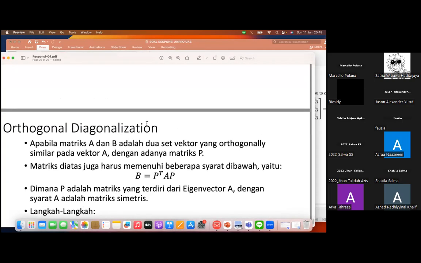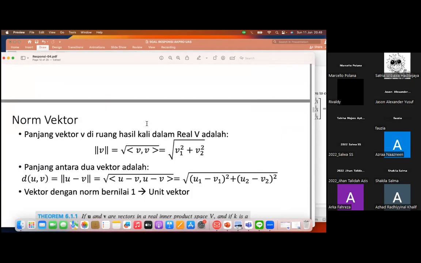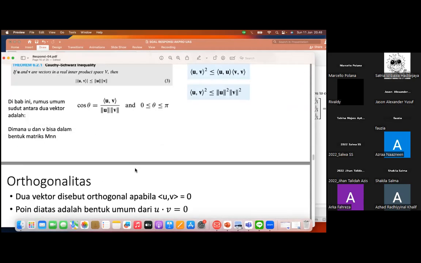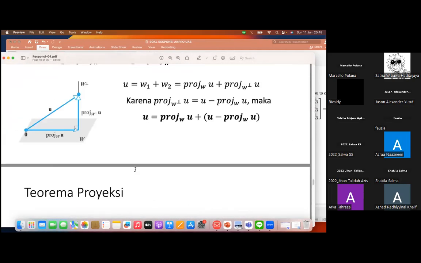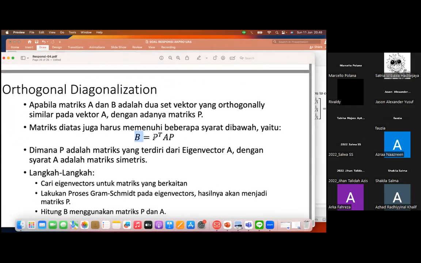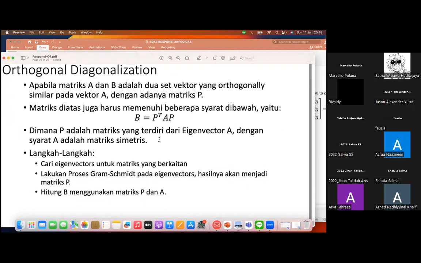If we look at the one in eigenvectors, which is here, the P is the basis of the eigenspace of the matrix A. However, in orthogonal diagonalization, the matrix P is the basis of the eigenvectors that has undergone the Gram-Schmidt process. And then the rest is the same. However, for P, we don't find the inverse of P, but rather we just use the transpose. Okay.